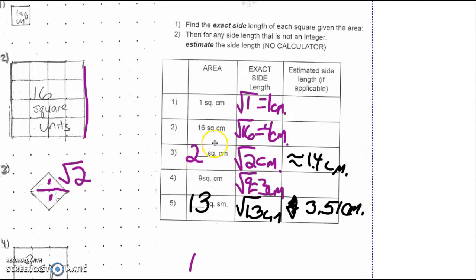So remember, if you know the area, you always take the square root of the area to get the side length. Sometimes, though, your side length is going to have to be left under the radical if I want an exact answer.